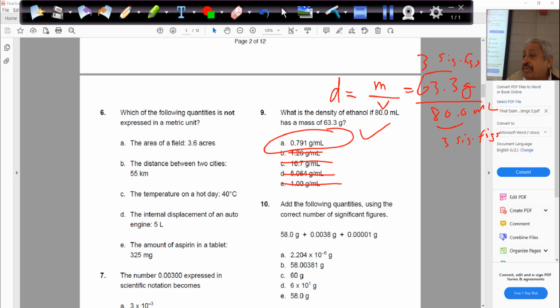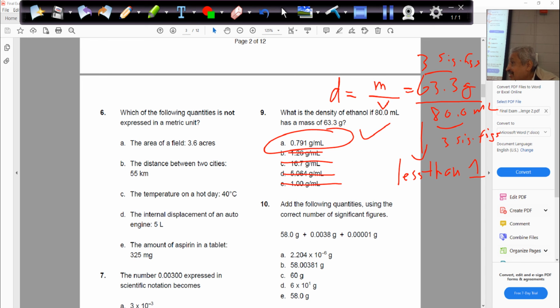63 divided by 80, the answer has to be less than 1, because 80 is bigger than 63. So the answer is less than 1, so that's the answer. Did I calculate? No. You can calculate and verify, and your answer will come out the same.